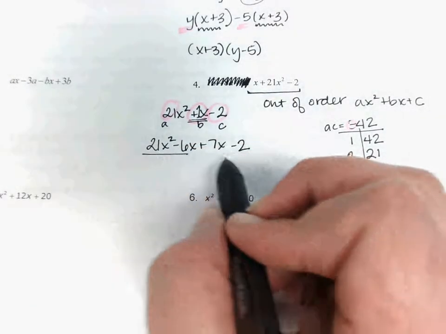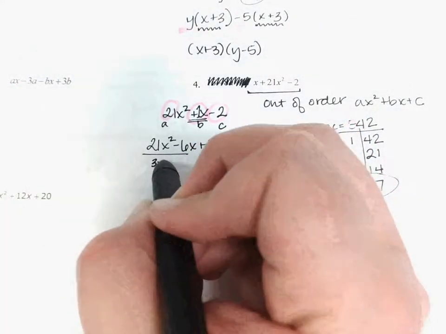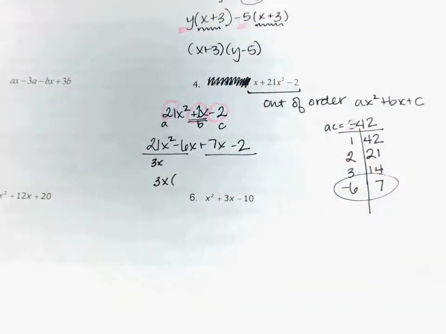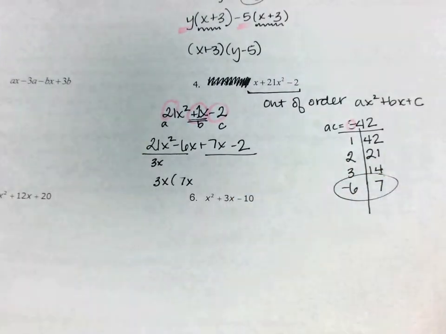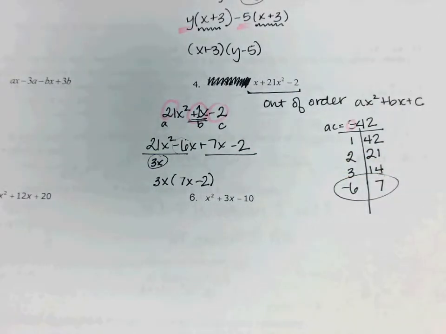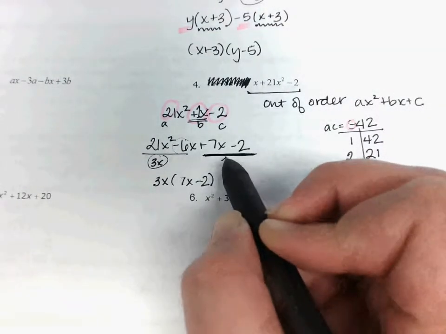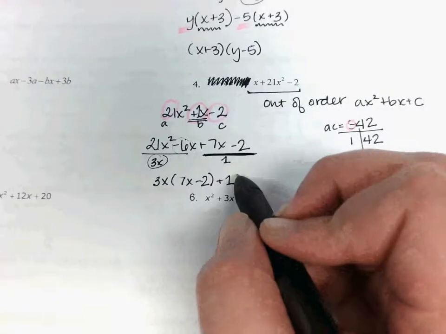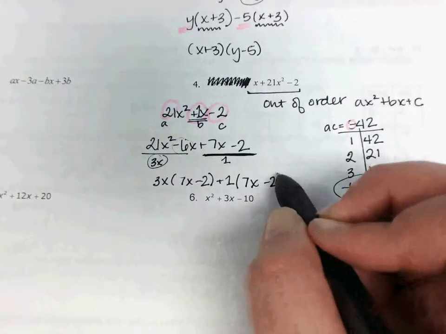Group the first two, group the second two. Out of my front two terms, those can both divide by 3x. So my 3x is going to come out here to the front. And then what's left over, 21 divided by 3 is a 7. x squared divided by x leaves an x behind. Negative 6x divided by 3x is a negative 2. Then when I look at my second two terms, these don't have anything in common, except I can always divide both things by 1. So I'm going to put a 1 there in the front. 7x divided by 1 is still a 7x. Negative 2 divided by 1 is still a negative 2.